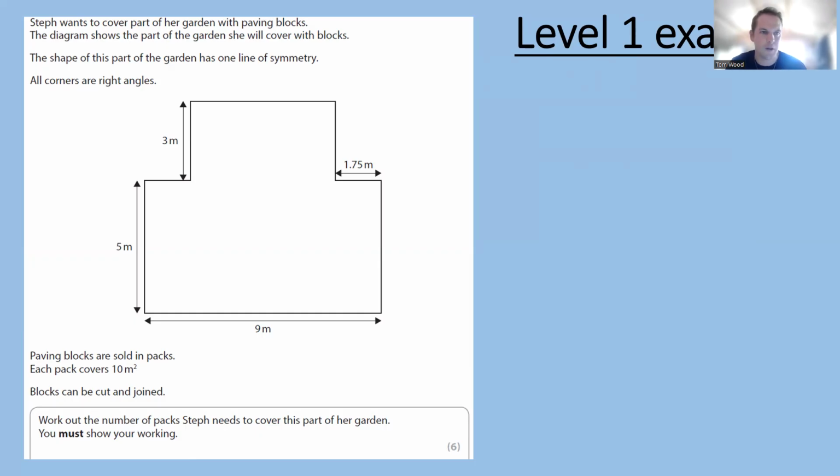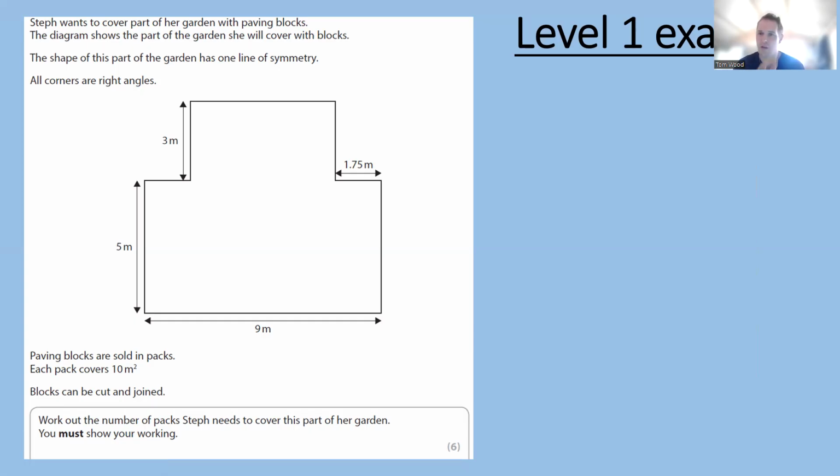Okay, so what we've got here then is Steph wants to cover part of her garden with paving blocks. The diagram shows part of the garden she will cover with the blocks. The shape of this part of the garden has one line of symmetry. All corners are right angles. Paving blocks are sold in packs, and each pack will cover 10 meters squared, and the blocks can be cut and joined. Work out the number of packs that Steph will need to cover the garden. You must show your workings.